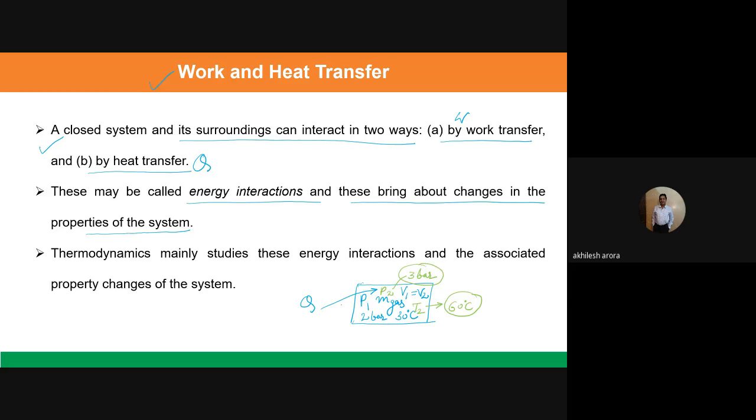So when heat interaction is there, it means heat is crossing the boundary of the system. Though I have not shown it here, I can say that this is the boundary of the system. My focus is on the gas. I am studying the gas. That means the heat is crossing the system boundary and getting added to the gas, and it is changing two properties of the system. One is pressure and the other is temperature.